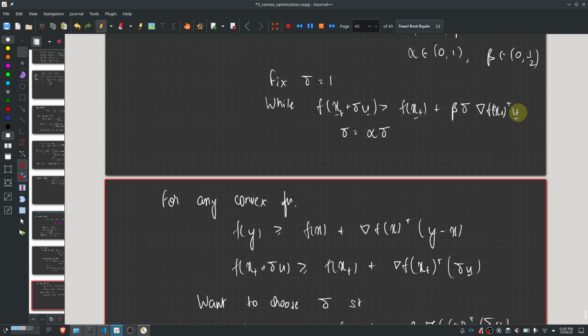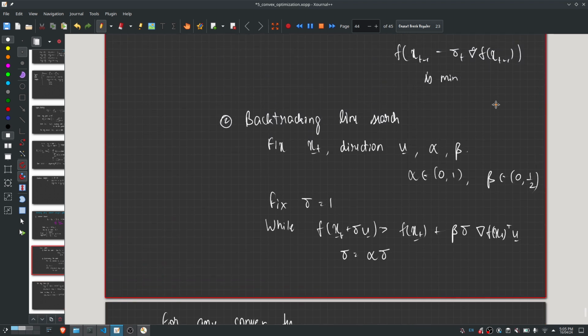Any other questions? For each iteration, typically alpha and beta are fixed throughout, but u of course depends on each iteration, because u depends on xt. Typically u would be equal to the negative of the gradient, but this line search approach is more general. It doesn't have to be used for gradient descent; it can be used for any general descent algorithm.